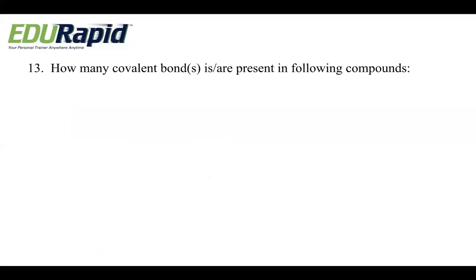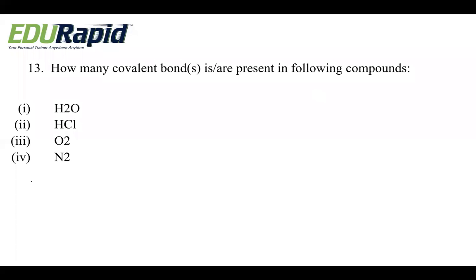Next question. How many covalent bonds are present in the following compounds? You should say how many covalent bonds are present. We have studied single covalent bond, double covalent bond, triple. So how many covalent bonds are present in the following compounds? The options: the first one is H2O, that is the water molecule, then HCl, hydrogen chloride, the oxygen molecule and the nitrogen molecule.